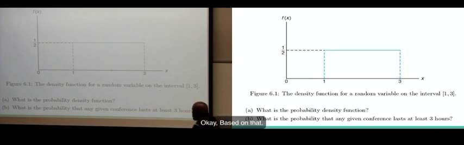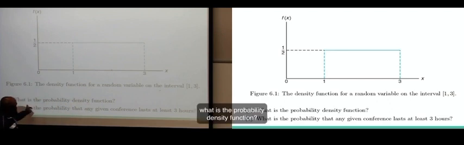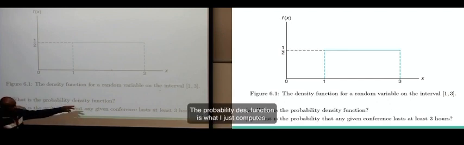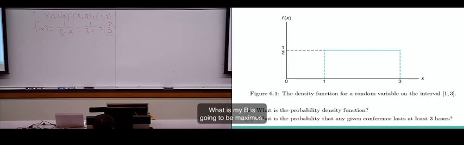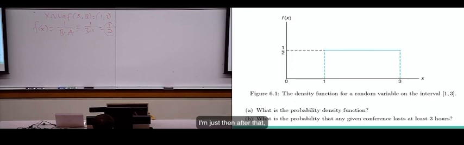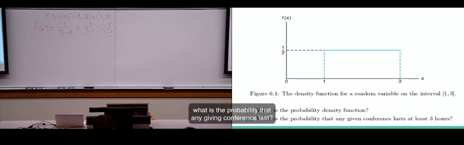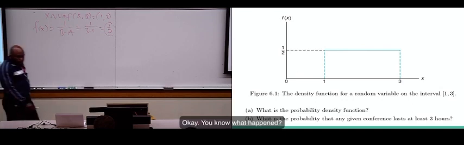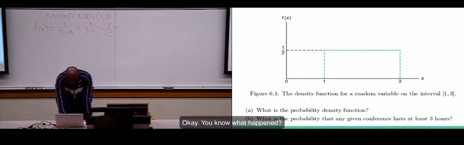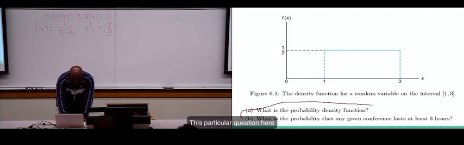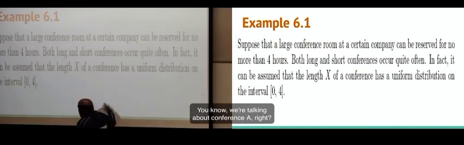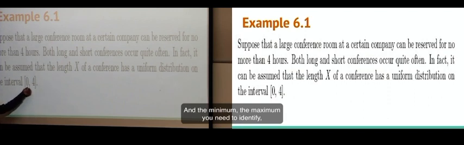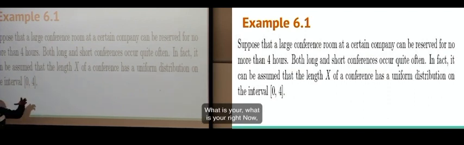Based on that, they can ask you, what is the probability density function? The probability density function is what I just computed: 1 over B minus A. What is my B? What is my A? B is the maximum and A is the minimum. Then after that, what is the probability that any given conference lasts at least 3 hours? That particular question is based on this. We're talking about the conference here, and you need to identify the minimum and the maximum, what is your A and what is your B.